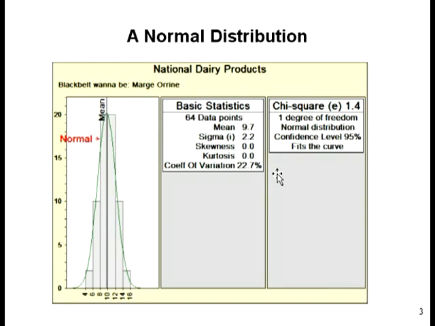First of all, let me jump to the answer. What has Chart Runner said? Chart Runner has said the particular data over here, which by visual inspection does look quite normal, indeed is normal. That is, it fits the curve, and the confidence we have in that is 95%. It also goes on to display the way in which it did that by putting down the chi-square value, which happens to be 1.4.